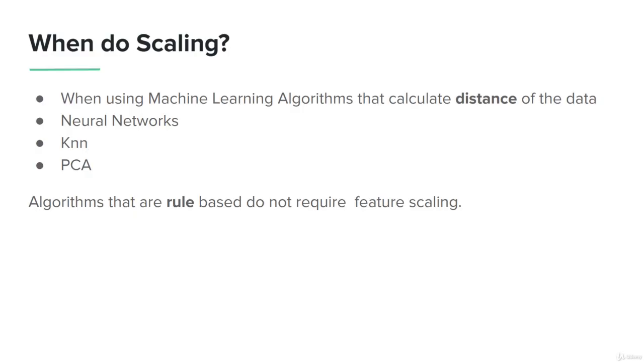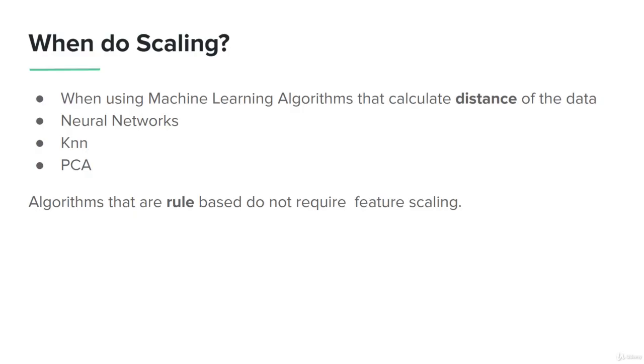KNN, like I said, is concerned with calculating the distance of the data. So that's why we need to do scaling in that. PCA is another example that also requires scaling. The algorithms that are rule based, which include random forest trees, naive Bayes, or basically the algorithms that are defined by rules, do not need feature scaling.